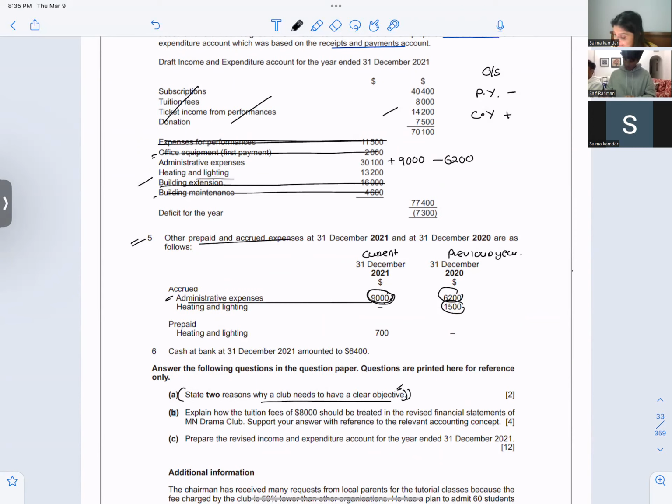Come on, heating and lighting. What will I do? This heating is prepaid of the current year. What will I do for heating and lighting? We will minus that and we'll minus 700. That and 700 is what? Minus 1,500. Okay, previous year outstanding, that also will minus. Okay. Are you with me?